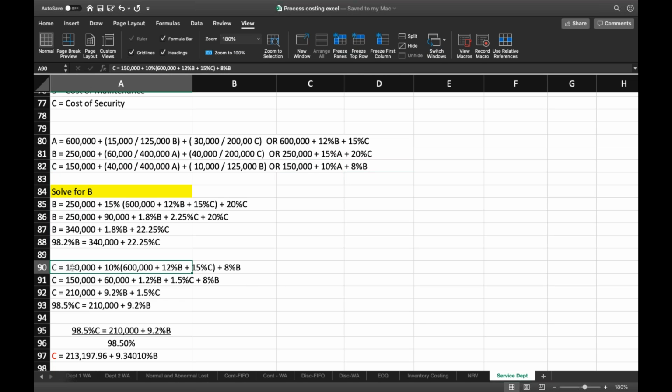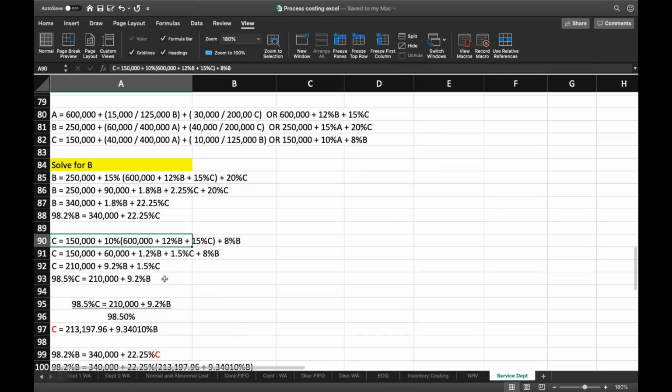Okay, so that's 150 plus 10% of 600 plus 12% B plus 15% C. Where did we get this one? From the equation of letter A. We will replace A by its equation, just like what we did in variable B. So after doing this, we can now continue computing for variable C.